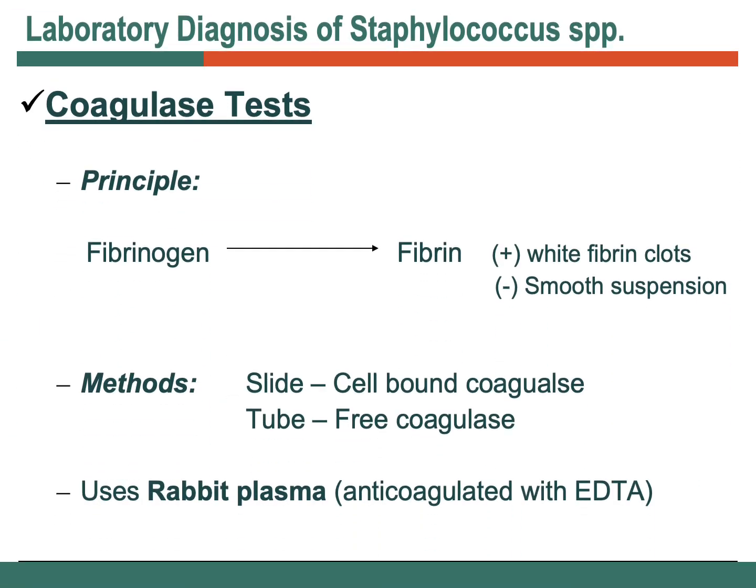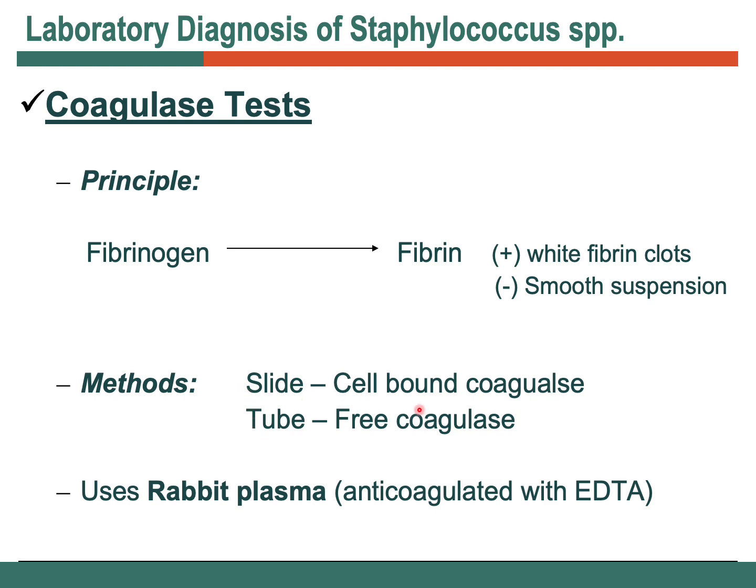So this is the principle. The fibrinogen, because of the coagulase enzyme, converts to fibrin. Positive result for the coagulase test is fibrin formation, while negative result is smooth suspension or uniform suspension. So how do we perform the coagulase test? The coagulase test is performed using two methods, either the slide method or the tube method.